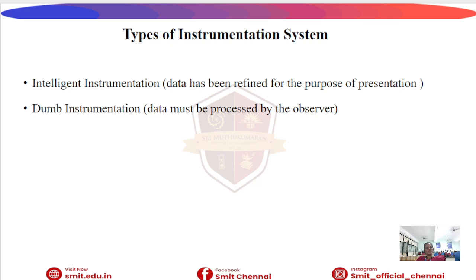There are two types of instrumentation systems, intelligent and dumb instrumentation. In intelligent instrumentation, the measured data is processed and refined before display. It may include microprocessors and digital processing. In dumb instrumentation, the instrument only displays the data and the observer must interpret it manually. Traditional analog meters are examples of dumb instrumentation.